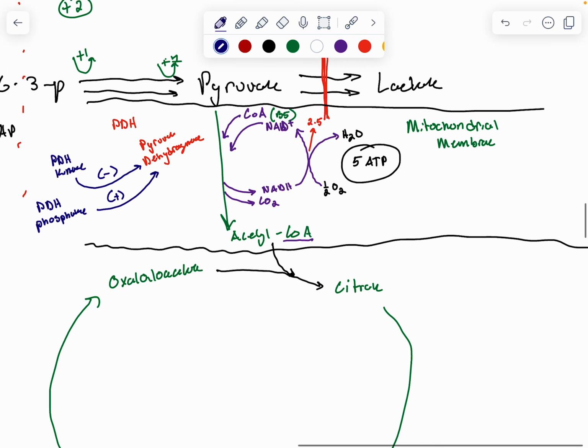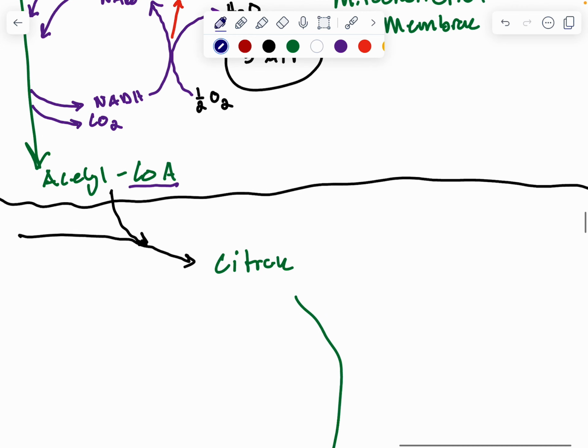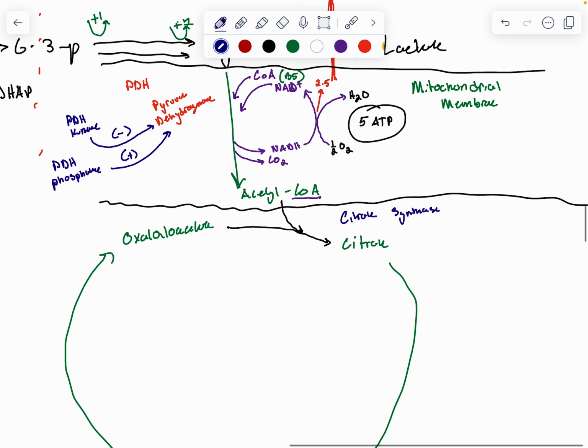So what starts the TCA cycle? Acetyl-CoA doesn't start it. Oxaloacetate doesn't start it. The only way the TCA cycle starts or activates is from the combination of acetyl-CoA and oxaloacetate. And we have a little enzyme right here called citrate synthase. That enzyme is going to be activating the combining of oxaloacetate and acetyl-CoA to make citrate. And once we get citrate, the TCA cycle starts.